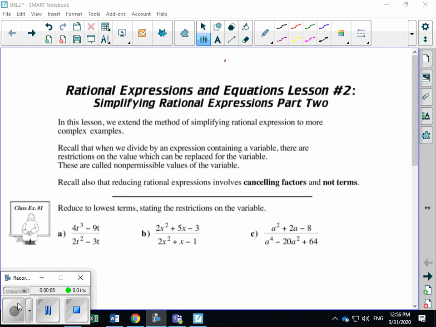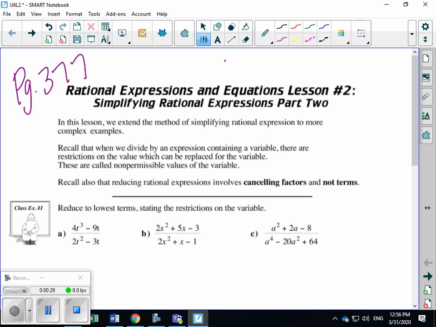We're now looking at the second lesson. We're going to keep working on simplifying rational expressions and stating those non-permissible values. What we're going to look at with this lesson is just more complex problems, meaning we're going to have maybe some more complex factoring. You can find this lesson on page 377 of your workbook.